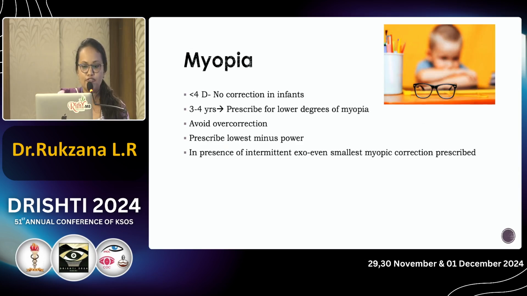Myopia, less than 4 diopter, no correction is required in infants. But at 3 to 4 years of age, you should prescribe even for lower degrees of myopia. You should always avoid overcorrection and prescribe the lowest minus powers. In the presence of intermittent exo, even the smallest myopic correction is prescribed.